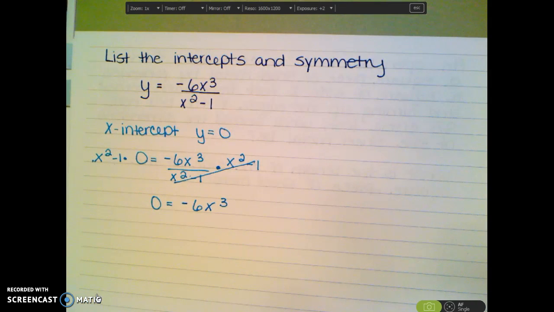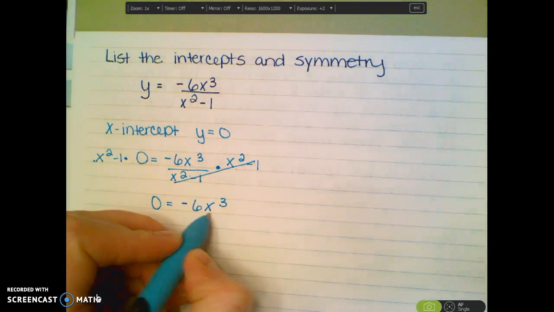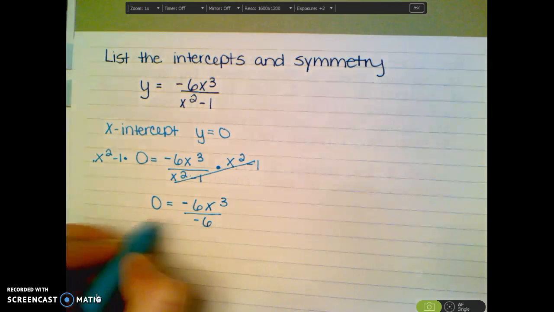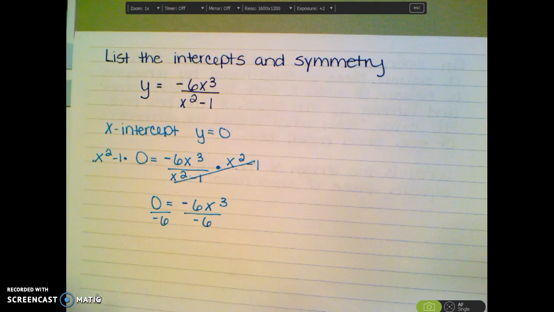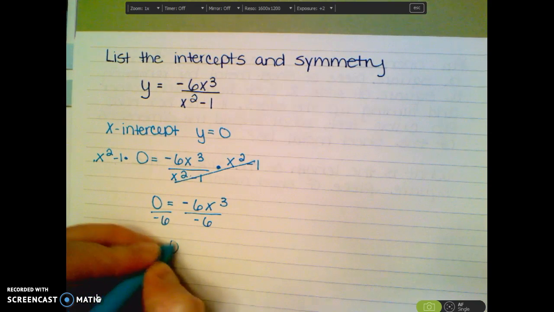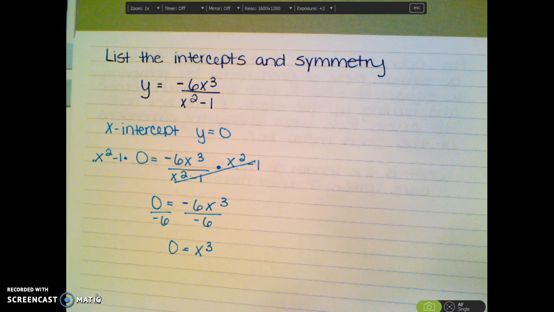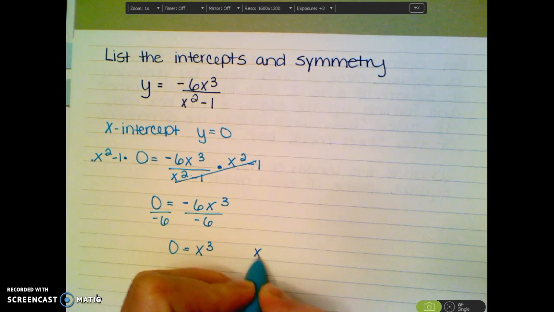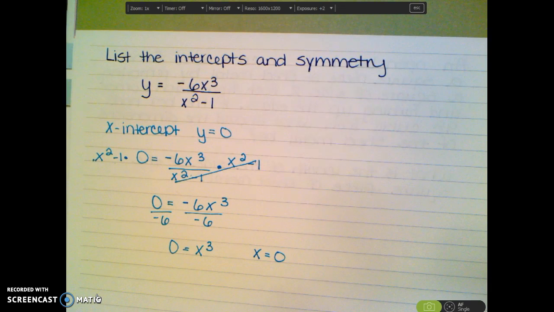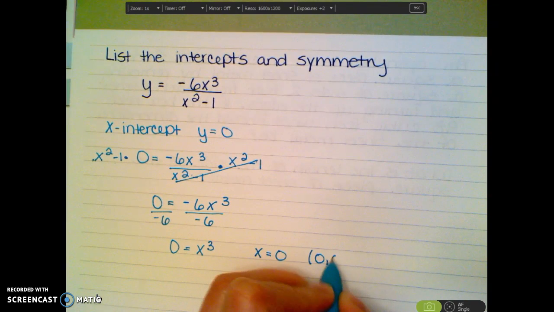The next step would be to divide by negative 6 so we can get this x by itself. So divide by negative 6, divide by negative 6. So that's what's going to happen again. I'm going to put 0 again. So 0 equals x cubed. So what allows us to have x cubed equals 0? What would x need to be? Well, x would need to be 0. So in this case, x is 0. So our x-intercept would be 0, 0.